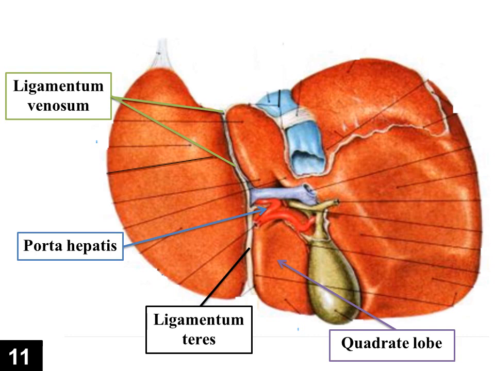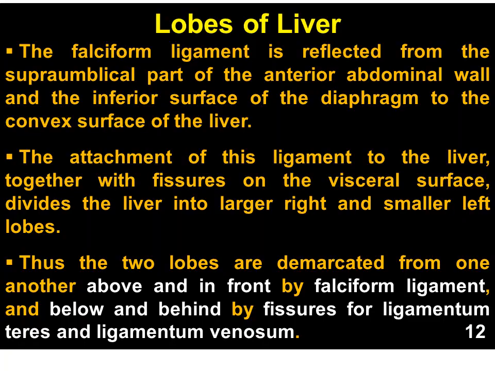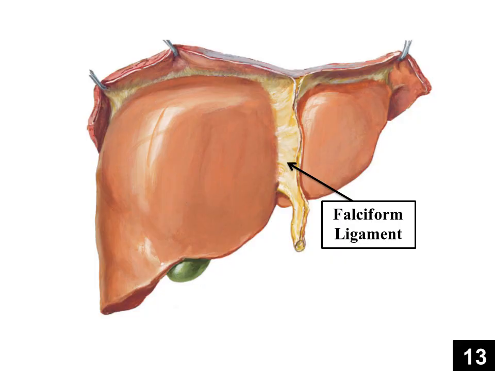Now let's move to something else, the lobes of the liver. Let's go to the picture. In this picture you can see the falciform ligament, which is reflected from the supra-umbilical part of the anterior abdominal wall and the inferior surface of the diaphragm to the liver. This will divide the liver into right and left lobes.